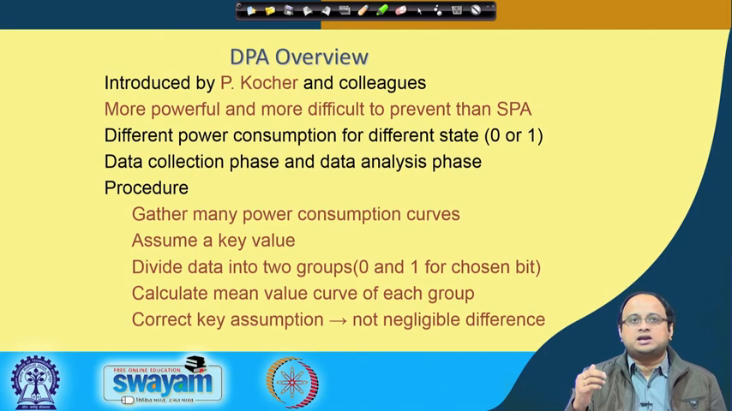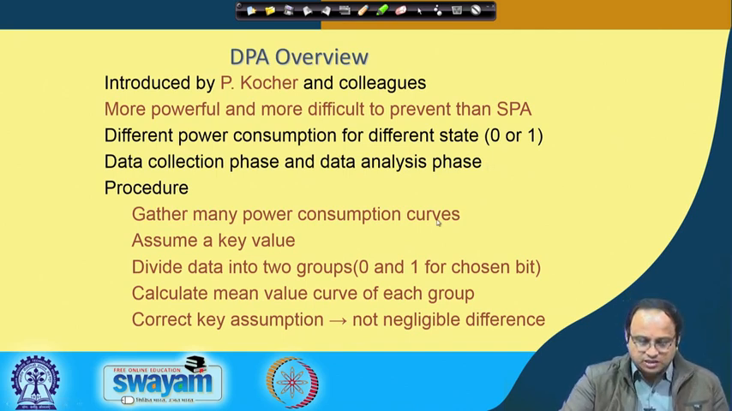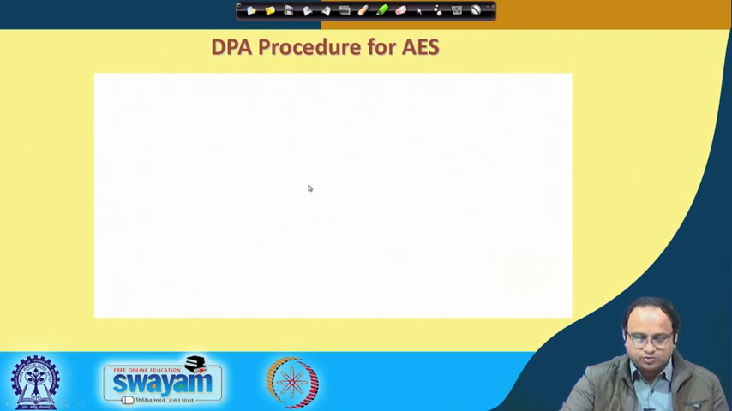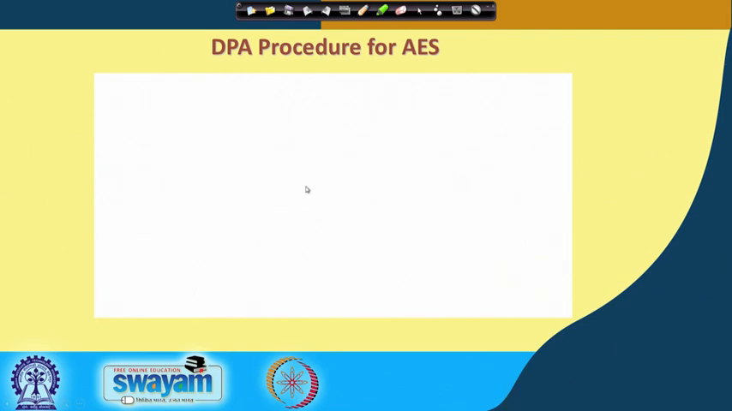And what we do is that you divide into groups. In the difference of mean attack, which is probably the classical form of doing a DPA attack, you divide the data into two groups, a 0 bin and a 1 bin for the chosen bit, and you calculate the mean value curve for each group. And then the idea is that if your guess was correct, then you will get a non-negligible difference in the differential curve, and that essentially will distinguish your correct key vis-a-vis the wrong key. Okay. So that is essentially the idea of DPA, and what we will see in the next class is how you can do a DPA attack on AES.